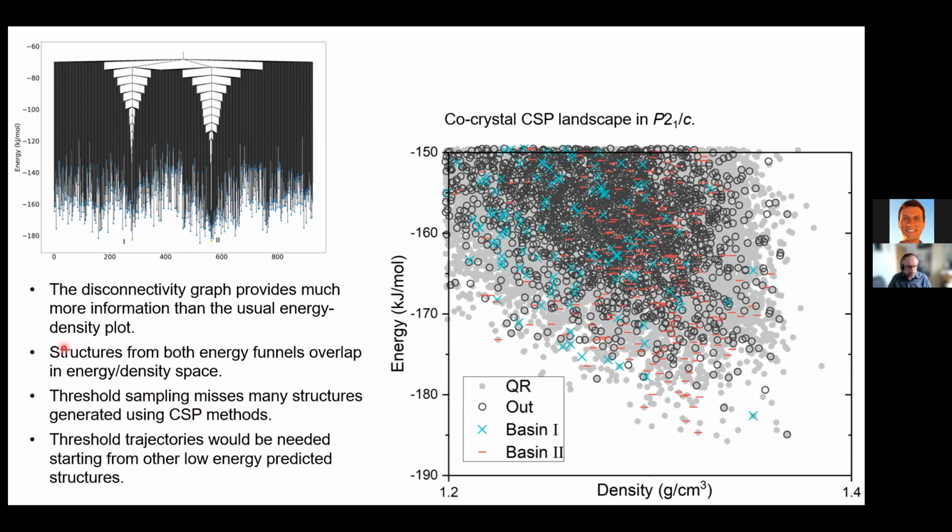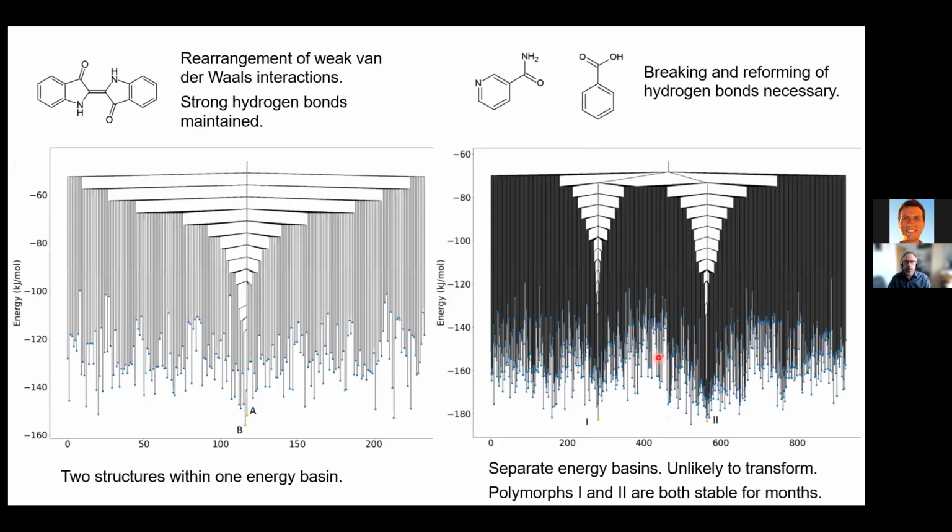So that's just summarizing some of those points that I made. We're getting a lot more information, and I now prefer this visualization of energy landscapes to the traditional one, which we've been looking at for many years. So contrasting those again: indigo, where we have this low barrier between the two known polymorphs, versus this co-crystal, where we have these very separate funnels, and it gives you a picture of very different crystal systems.